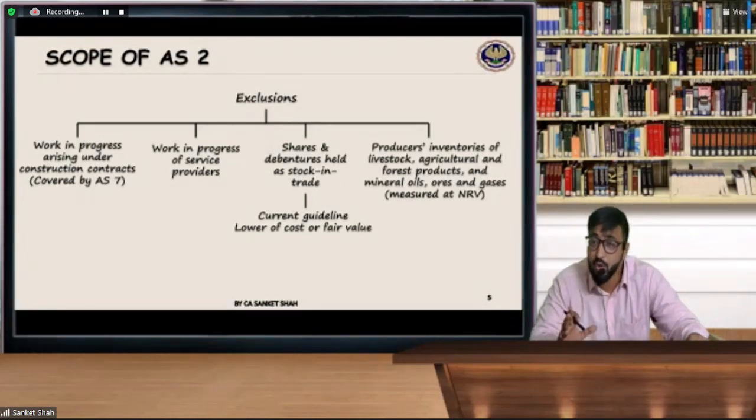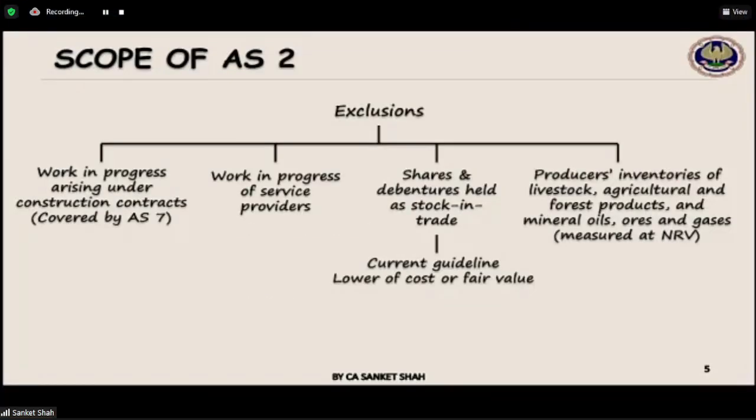So if you have a stock of livestock inventory or agriculture products, please don't consider it under Accounting Standard 2, because it is covered under another accounting standard. It is recorded at net realizable value. So beta, please don't apply the rule of AS 2, that is cost or NRV, whichever is lower. Sometimes ICAI may challenge you by giving some exclusions and ask whether AS 2 is applicable or not. Such theory questions may be asked in the exam, so please note down these exclusions and they will help you out.